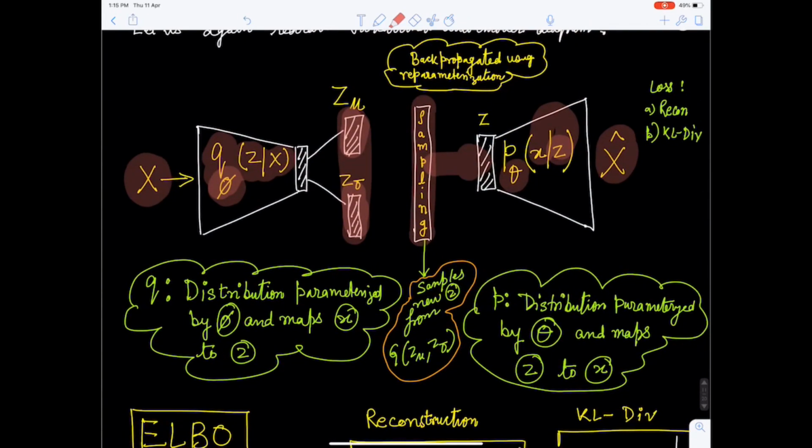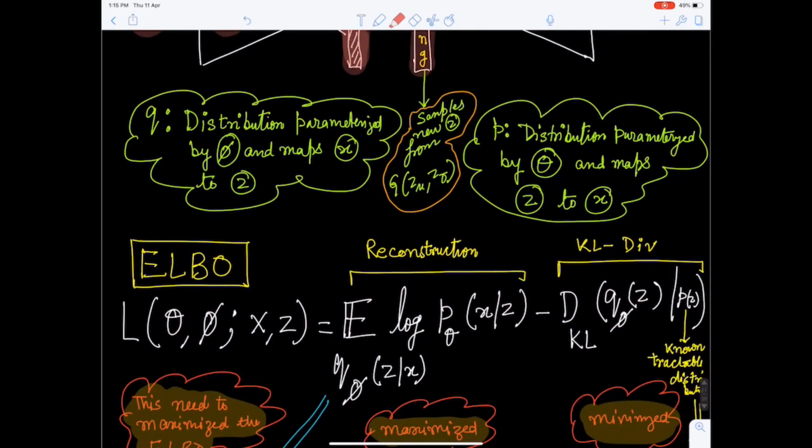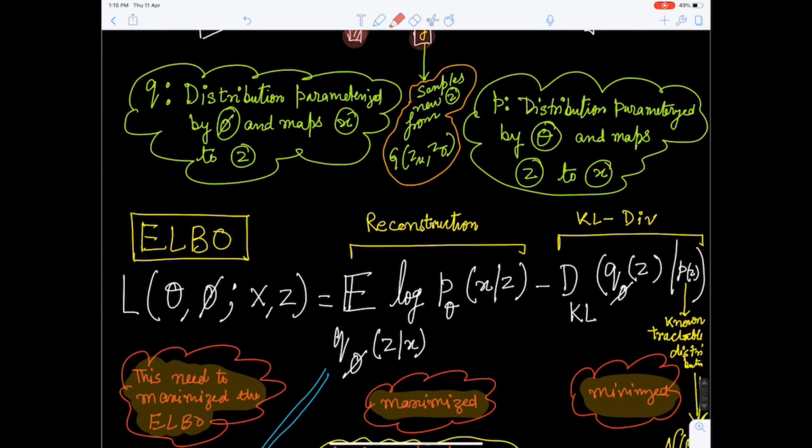So from this we have started. Remember that now we are going to look at our ELBO, and the ELBO has to be maximized. Let us see, suppose that this is my ELBO.